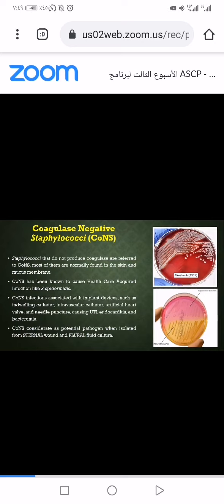Okay. Coagulase negative staph. It's called CONS or CNS. Staphylococci that do not produce coagulase are referred to as coagulase negative staph. Most of them are normally found on the skin and the mucous membrane.